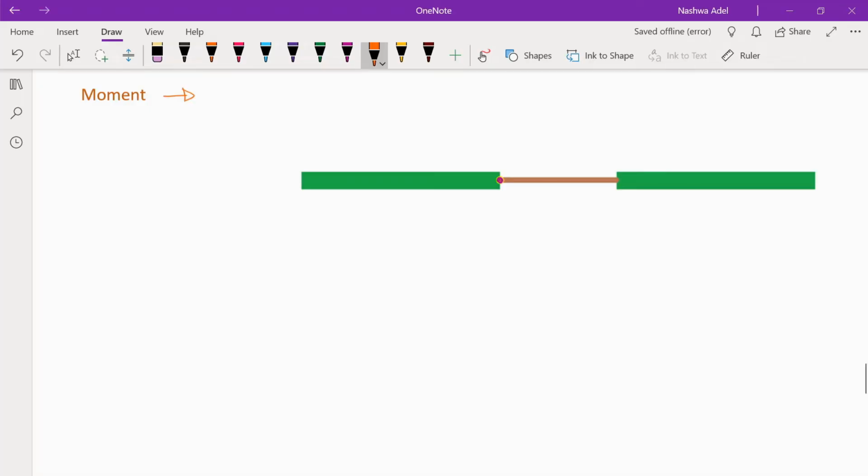Hello everyone. Today I'm going to revise moment. What is meant by moment? Moment is a turning effect of a force.